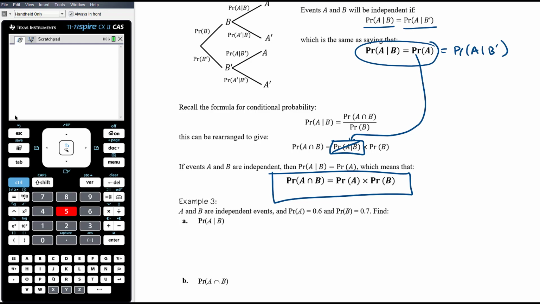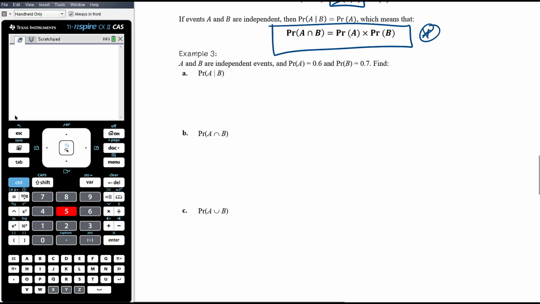So this can be another way to check for independence. If events A and B are independent, then the probability of A intersection B will be the probability of A times the probability of B. Okay, and the reverse is true. If this relationship is true, that then tells us that the events are independent. Okay, so the converse is also true. Okay, so let's have a look at another example.